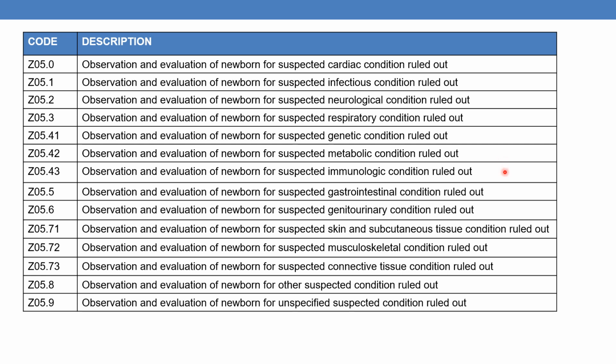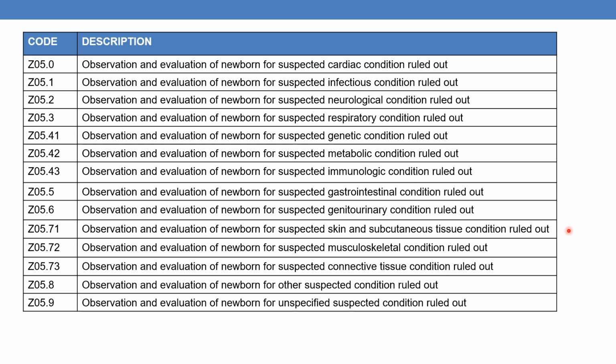The next is Z05.43. Observation and evaluation of newborn for suspected immunologic condition ruled out. The next is Z05.5. Observation and evaluation of newborn for suspected gastrointestinal condition ruled out. The next is Z05.6. Observation and evaluation of newborn for suspected genitourinary condition ruled out.